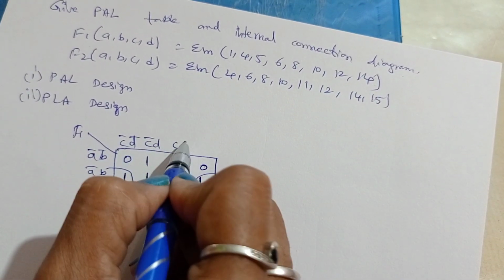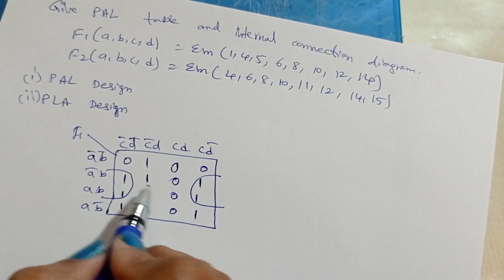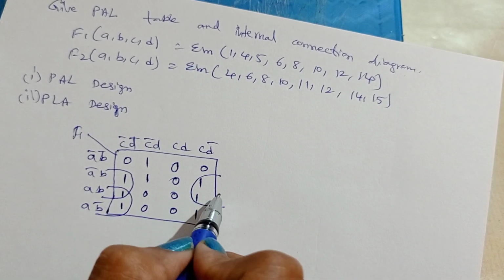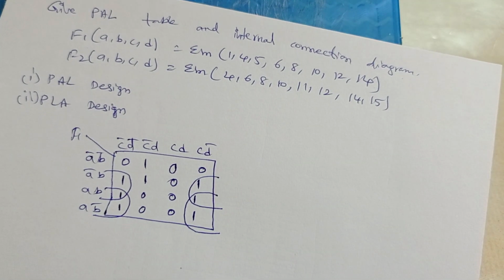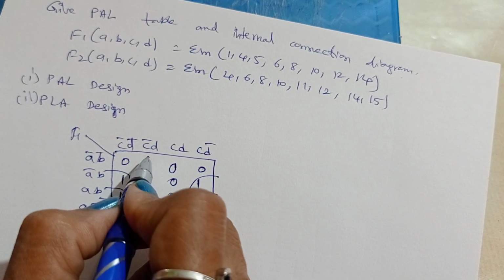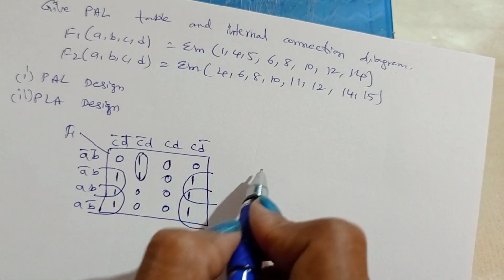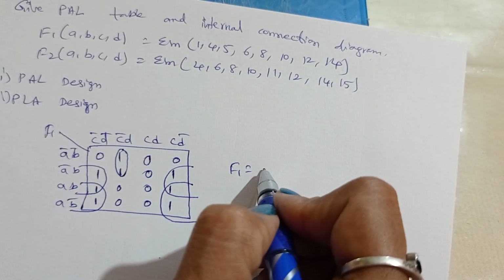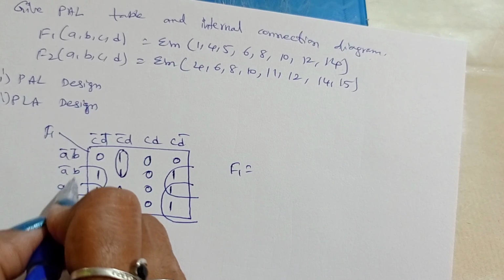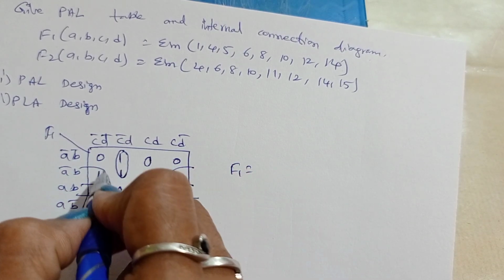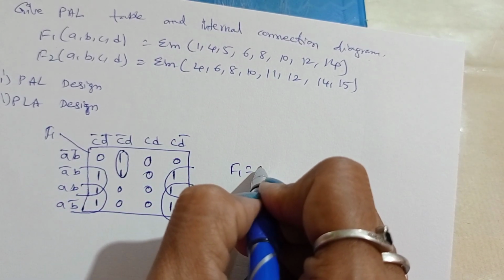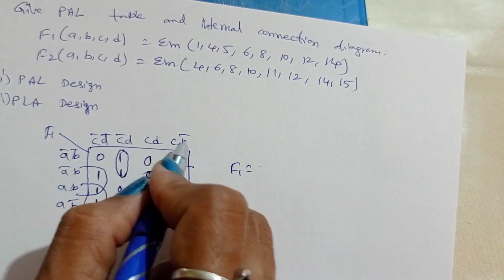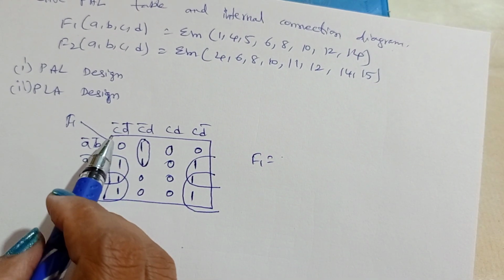C bar D, C D, C D bar. Okay. Next, same as these two with these two forms a quad, and these two as a pair. Now the expression F1 is equal to, from this B is constant and C D bar. Sorry, from these two is a quad.